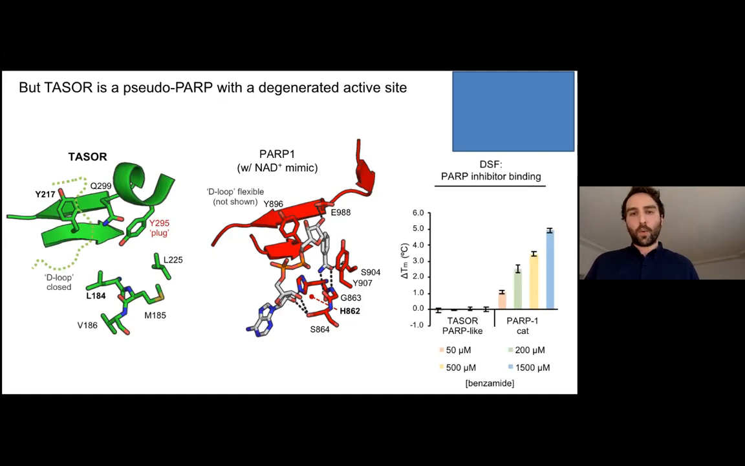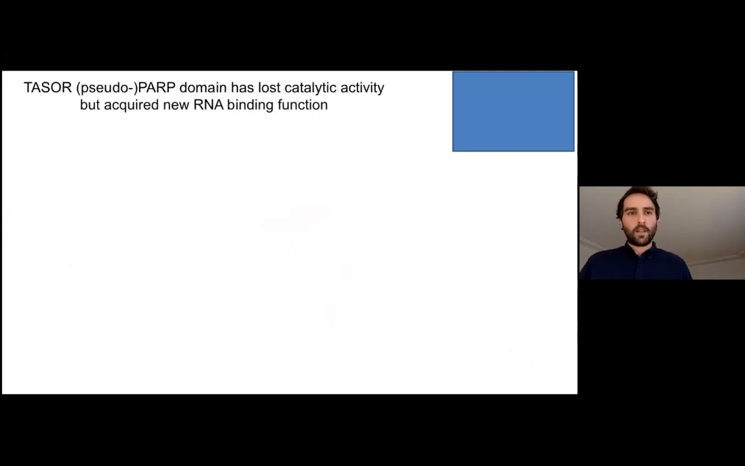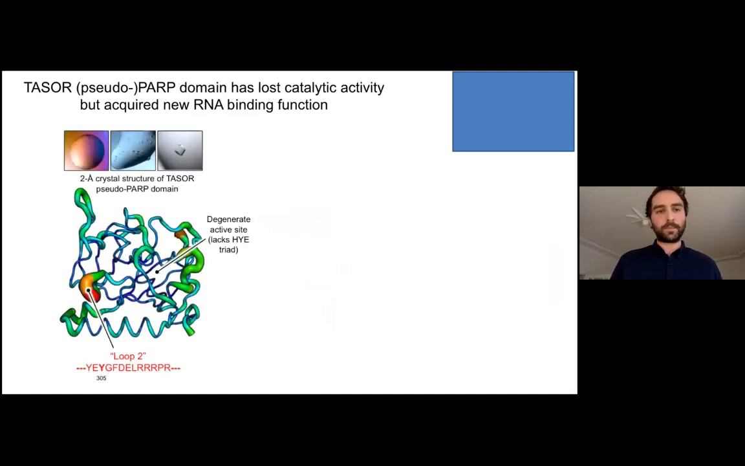And therefore, we weren't surprised to see that when we measured binding of a PARP inhibitor, whereas PARP1 binds in a concentration-dependent manner, we saw no binding with Taser. But one thing we observed during purification and during our analyses was that this domain has lost its catalytic activity, but acquired a new RNA binding function.